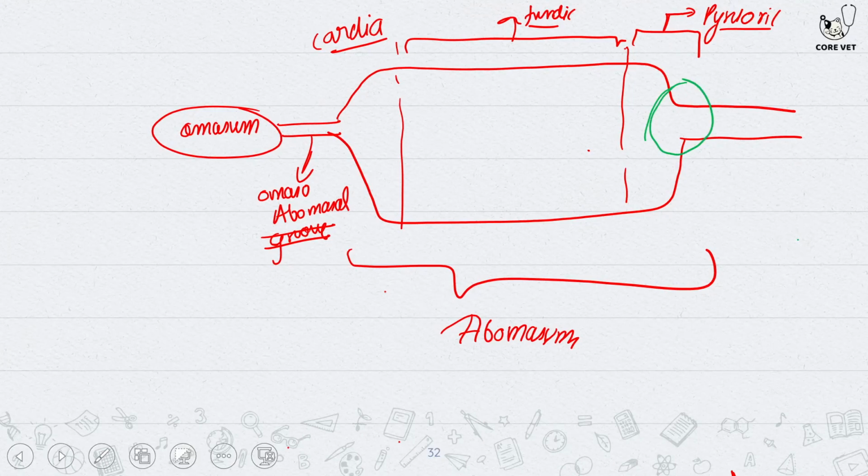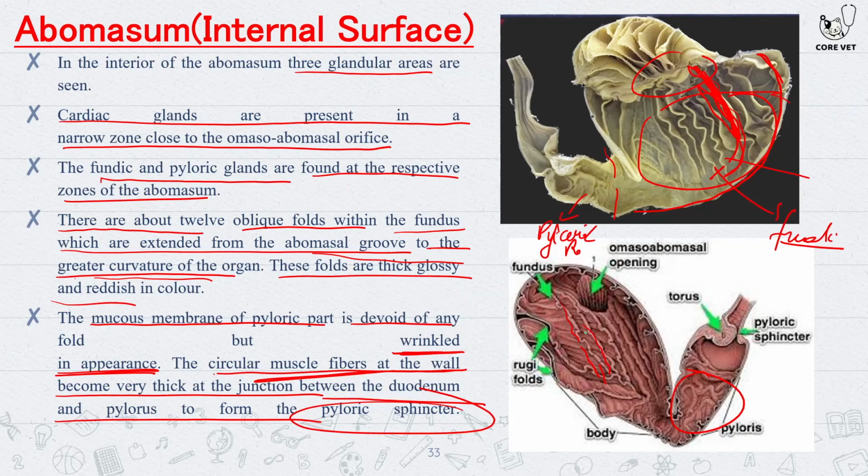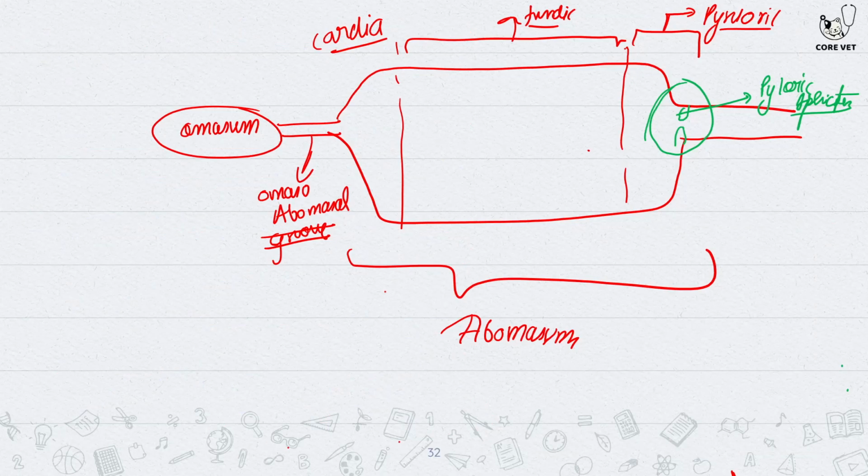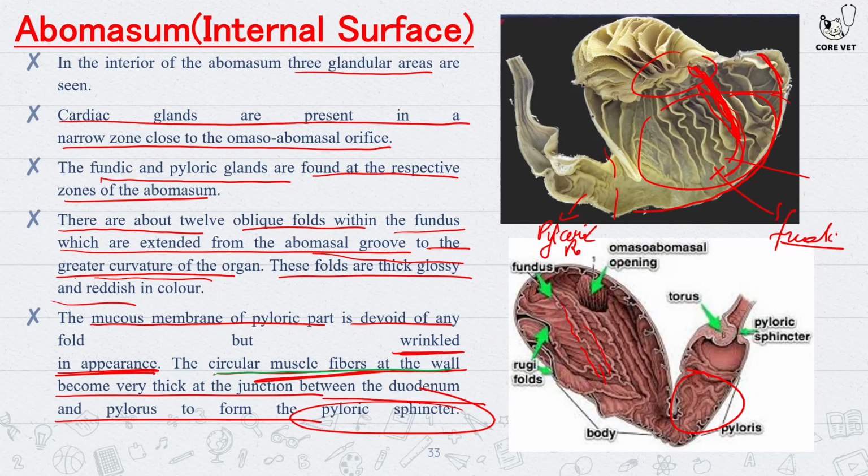There is an extension of the circular muscles to form a sphincter known as the pyloric sphincter. So that was the line signifying that the circular muscles at the wall become thick. The circular muscles of this wall become thick at the junction of the pyloric region of the abomasum and the duodenum, and form the pyloric sphincter.